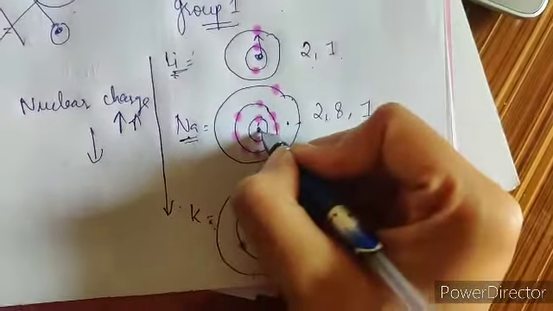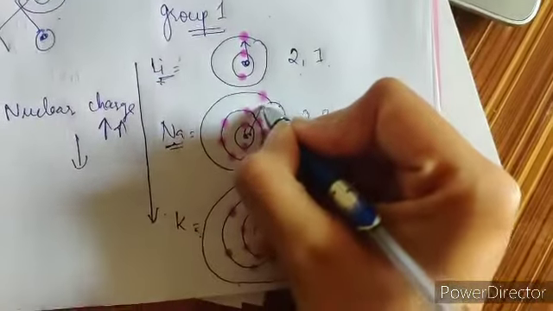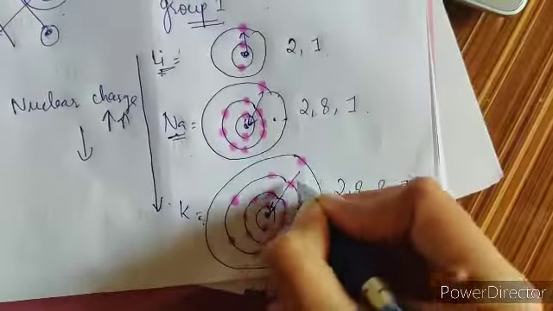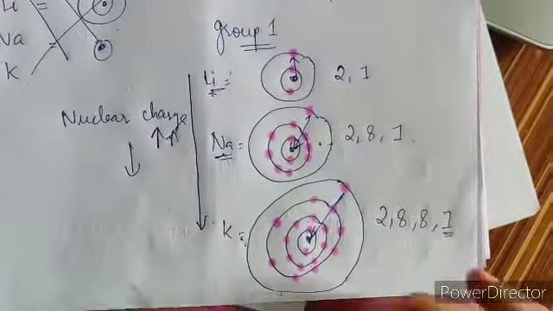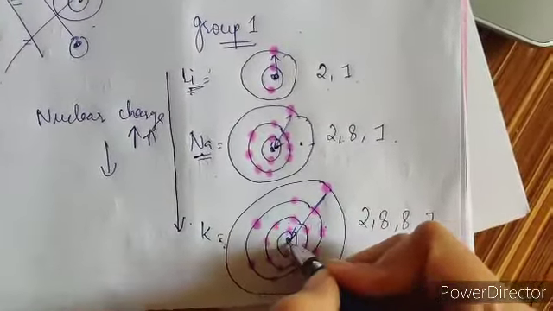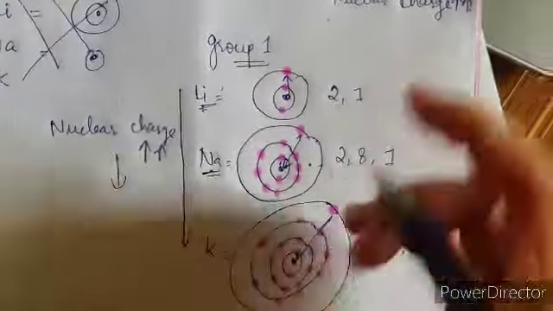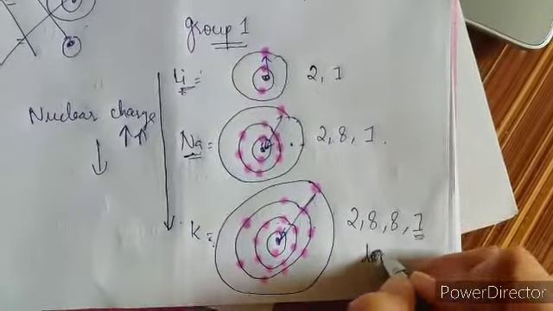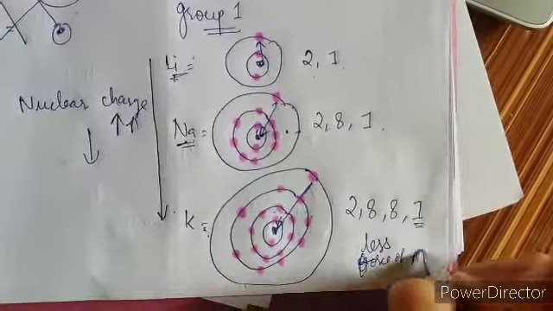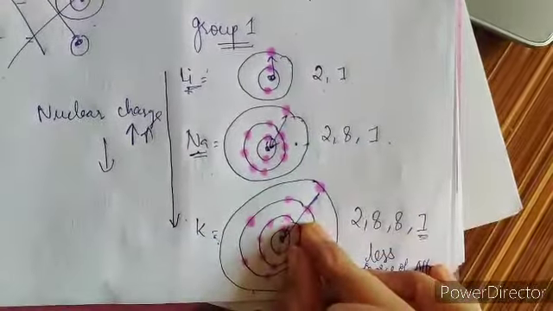As there is an increase in the distance between the nucleus and the outermost shell, what is happening because of that? The electrostatic force of attraction between the nucleus and the outermost orbital is becoming less. Here, the electrostatic force of attraction will be the least, because of the large size, it is bigger, so the attraction will decrease.